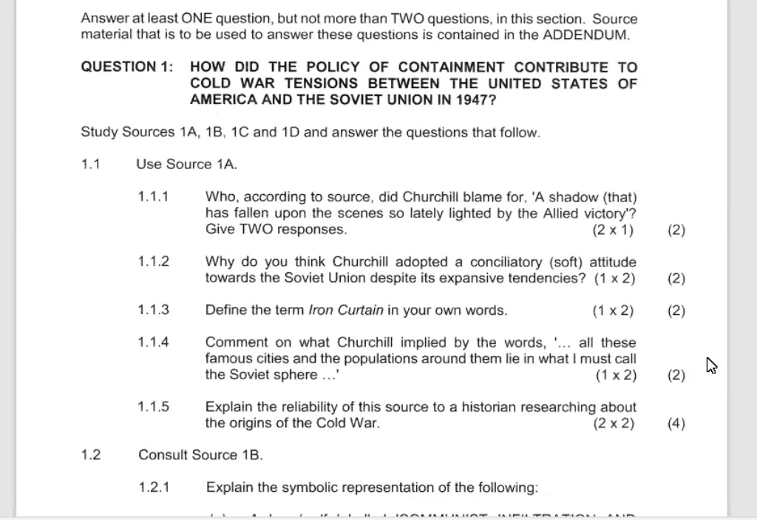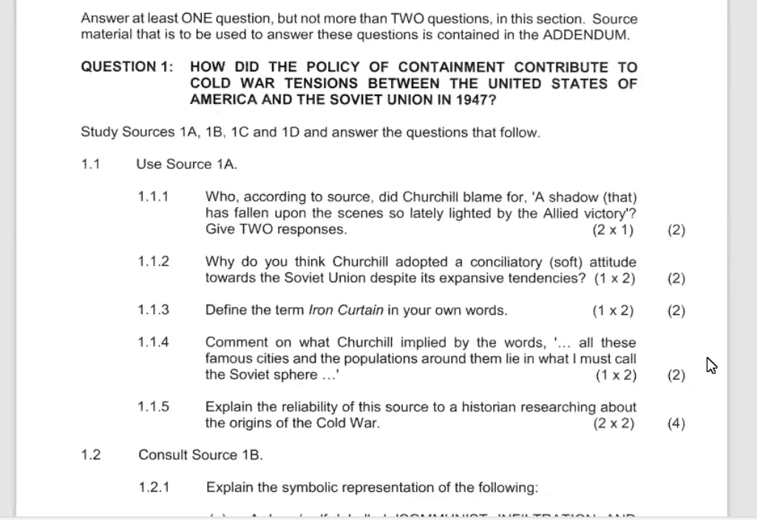Right, as you are seeing here, we are seeing a situation of the policy of containment, which was introduced by the Americans as a way of trying to stop the spread of communist ideologies across states in Europe. So that is our focus question. It ultimately caused an increase in the level of tension between the United States of America and the USSR in the year 1947. So our focus is the policy of containment here and how it contributed towards the tensions between the USA and the USSR.